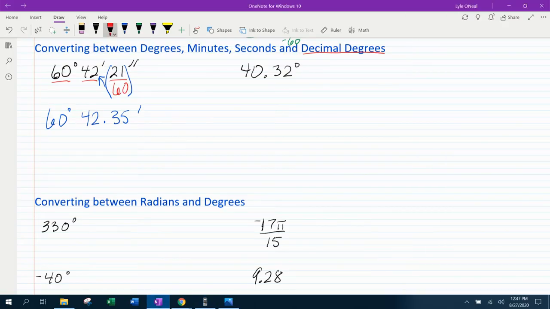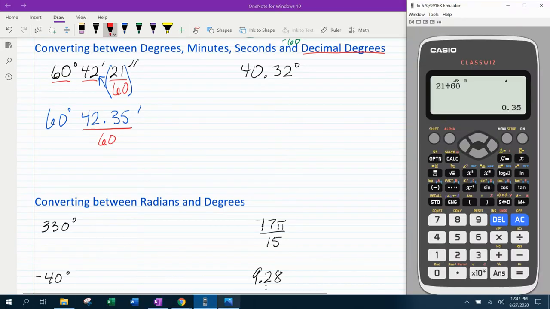And then the next step is to take your minutes and divide by 60. So you do division by 60 repeatedly. And so if we bring up the calculator, now we need to do 42.35 divided by 60.